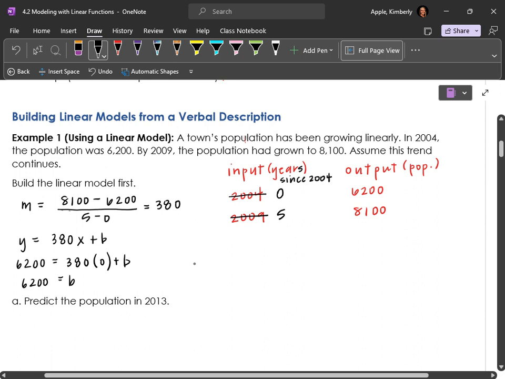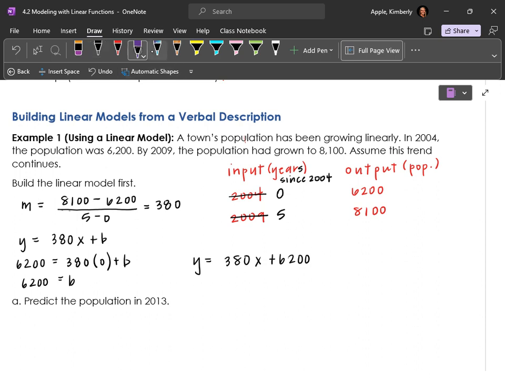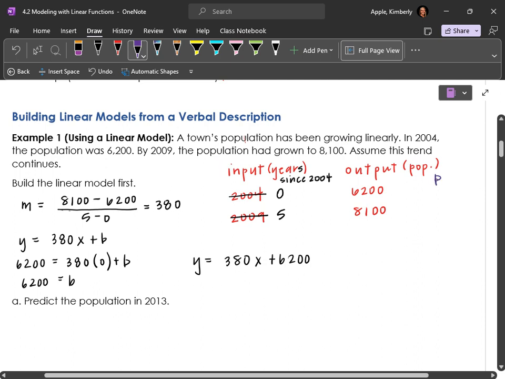And so b is 6,200. And then I can actually write the model. So this would be y equals 380x plus 6,200. And we can redefine this y and x to be a little bit more meaningful, right? So we could call the output P of t, the population is a function of time, and we can call this t. And we can rewrite this entire thing to where P of t is equal to 380t plus 6,200.